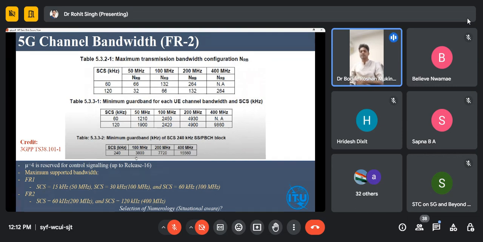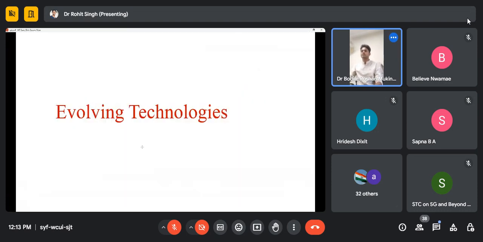FR4, there is one note. FR4 is not available for data communication. These bands are up to release 16. These bands are available for channel transmission only, some signaling and channel transmission. With this, we have concluded some of the basic operations and basic aspects of 5G communication.